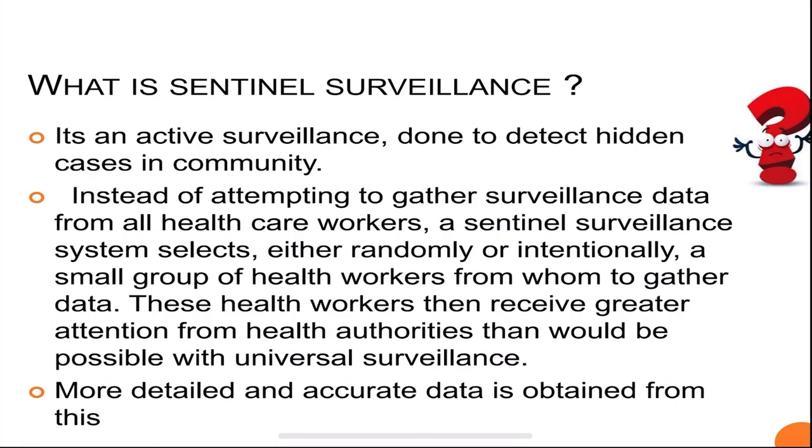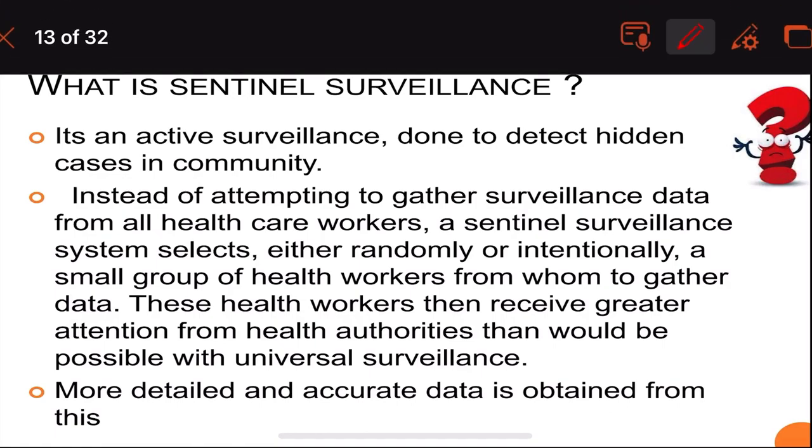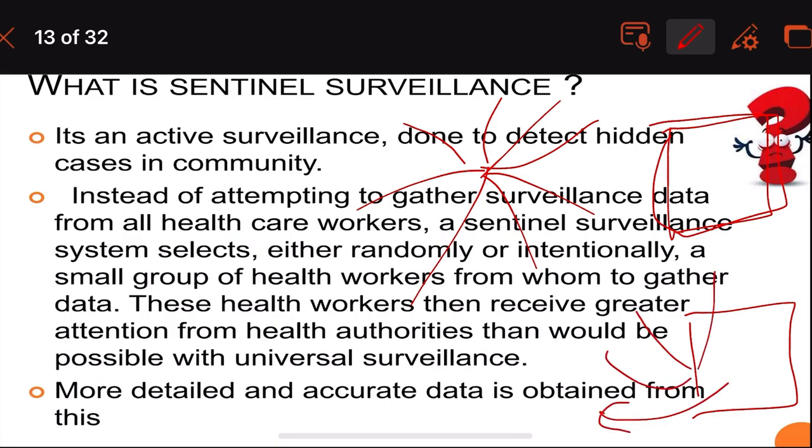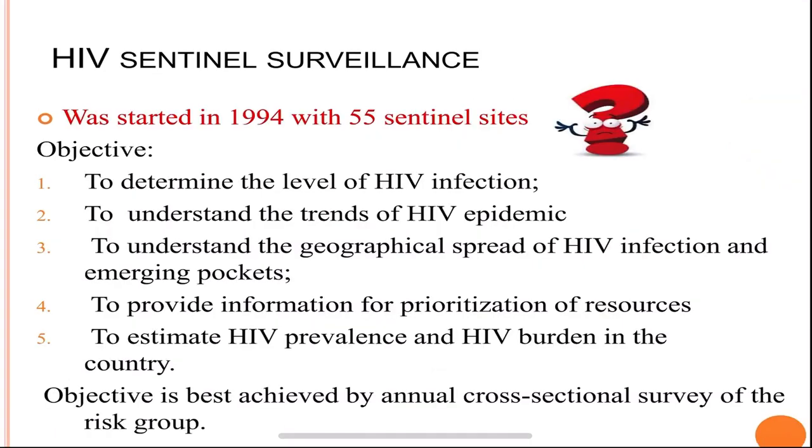These health workers then receive greater attention from the health authorities than would be possible with universal surveillance. It is more detailed, and more accurate data is obtained from this. So we know very well that instead of going to each PHC, CHC, hospital and medical college and collecting the data, if we set up a sentinel surveillance which will help us collect all the data and give the information, this is much better. It will give us more detailed, more accurate data.